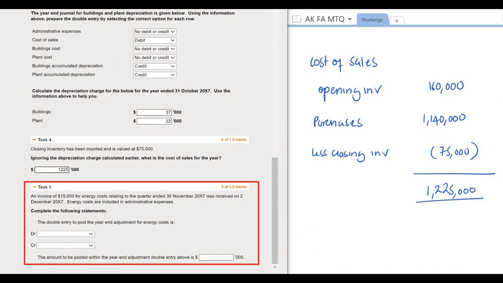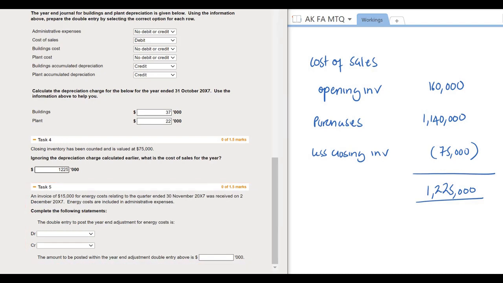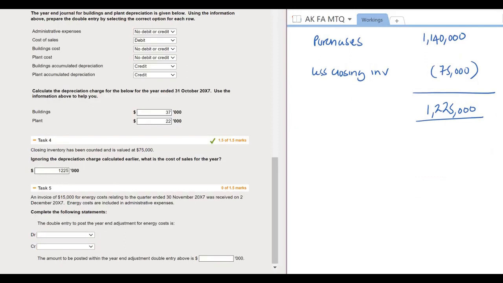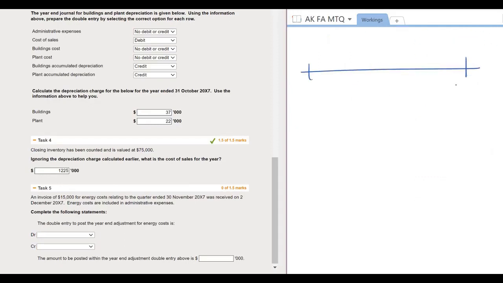Finally, moving on to task 5, we're told here that there's an invoice of $15,000 relating to energy for the quarter to 30th November 20x7. Now, bear in mind that if you have a year end of October 20x7, and you've got the quarter to November, that implies that the quarter started on the 1st of September 20x7. And we're told that the invoice relating to this cost wasn't received until December 20x7, which is clearly post-year end.